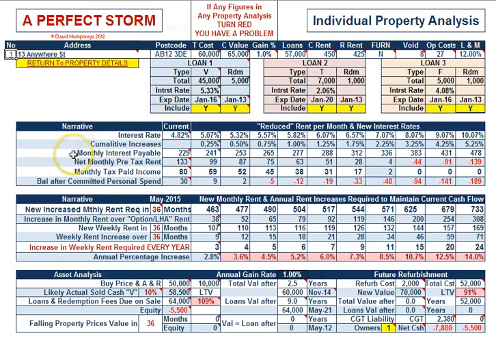We then look at the effect of the interest rates rising and the monthly interest payable, starting off at 5% or thereabouts and rising up to 10%. We then analyze the rent that needs to be charged as interest rates rise to maintain your current cash flow. And the analyzer auto-calculates the increase in the weekly rent required every year to maintain your current position and the annual percentage increase. And this turns red if the increase is higher than the rate of inflation.